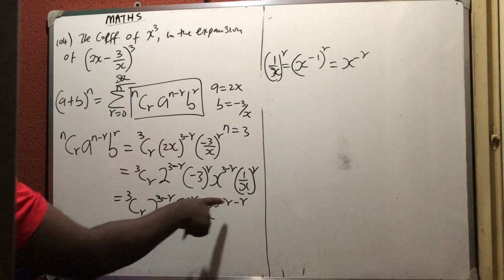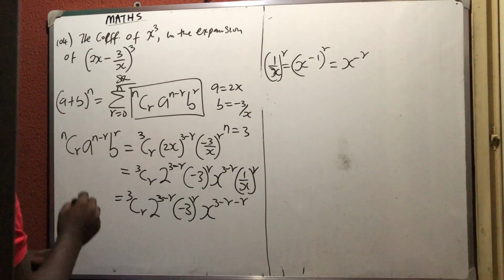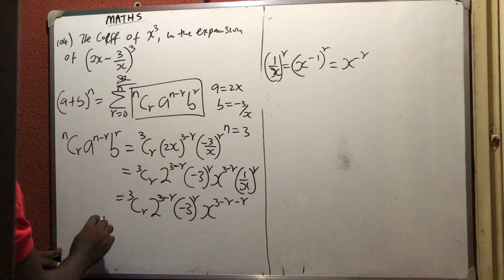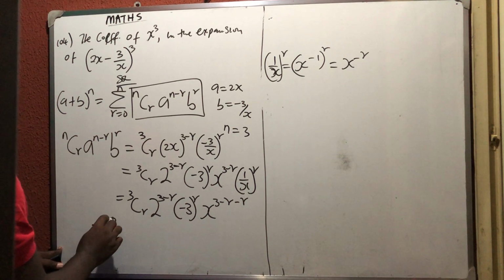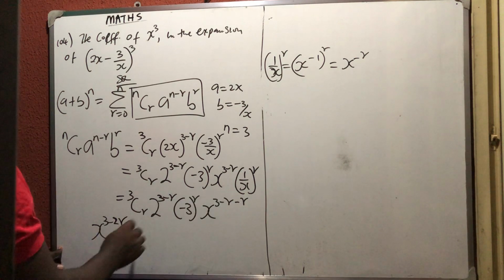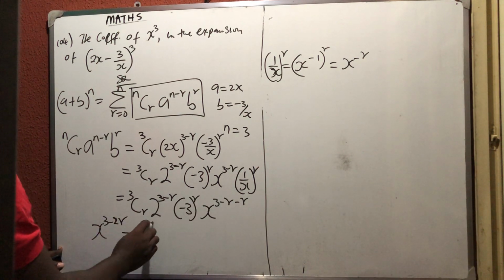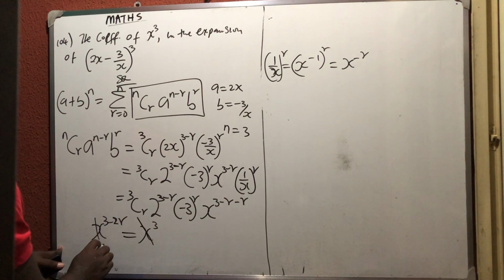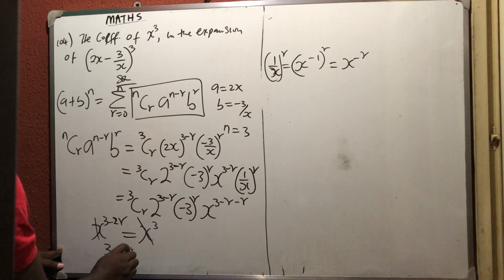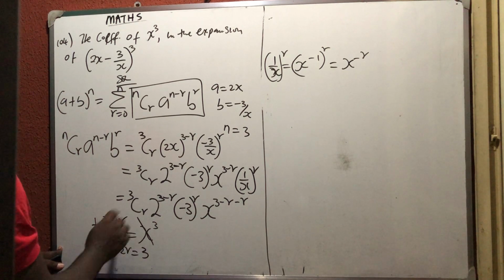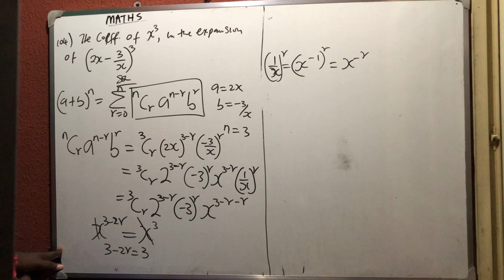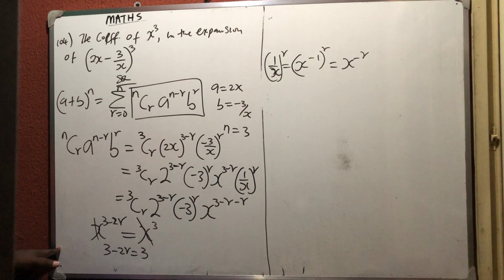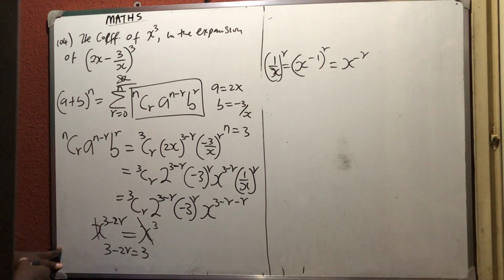So now if you compare this with x raised to power 3 you are looking for, you say that x raised to power 3 minus 2r, because this and this is 2r, is equal to x raised to power 3. So if this cancels this, I'm going to have that 3 minus 2r is equal to 3. So collect like terms to have that r is 0. So if you do it, you see that r is equal to 0.